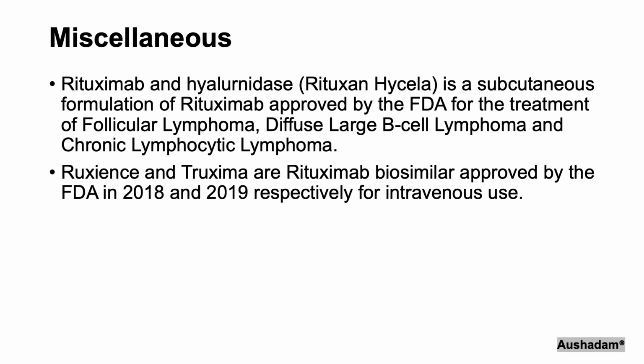Rituximab and hyaluronidase, also called Rituxan Hycela, is a subcutaneous formulation of Rituxan, meaning it is given under the skin and not into the IV, which is FDA approved for the treatment of follicular lymphoma, which is a low-grade B-cell non-Hodgkin's lymphoma, and also diffuse large B-cell lymphoma and chronic lymphocytic leukemia, like what we have described. And there are two biosimilars which the FDA has approved, as I have listed here, with very similar indications as rituximab.